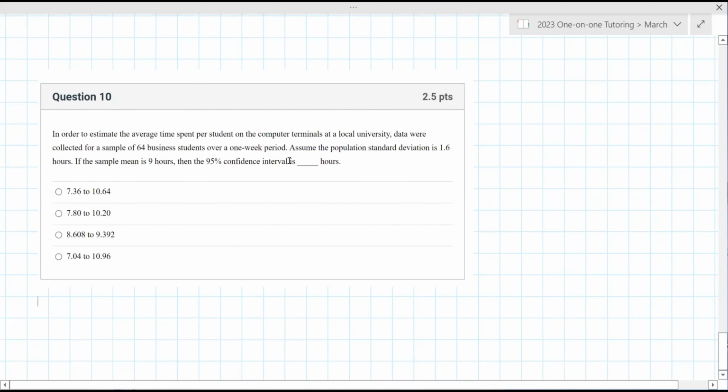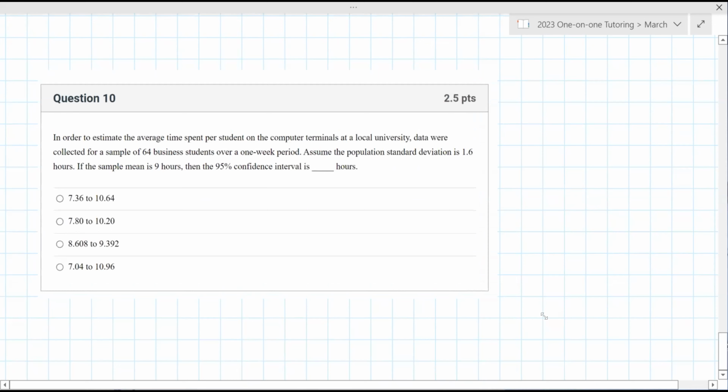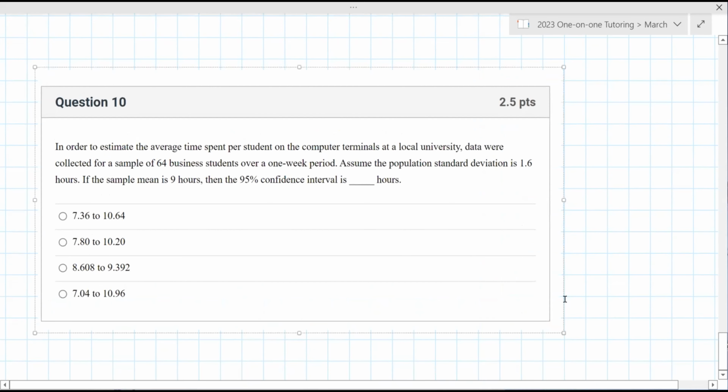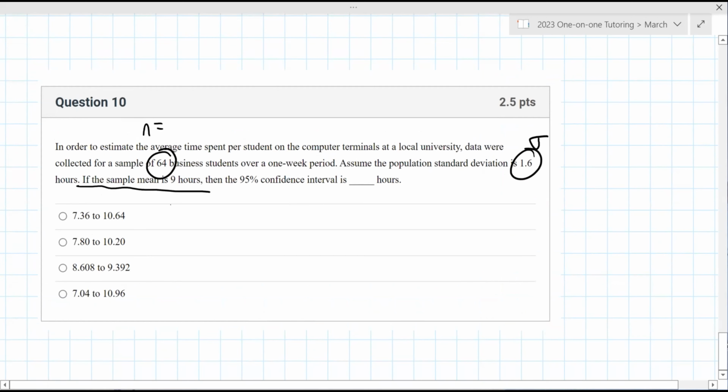All right, in order to estimate the average time per student on the computer terminals at a local university, data were collected for a sample of 64 business students. That's n equals 64 over a 1 week period. Assume the population standard deviation is 1.6, that's sigma. If the sample mean is 9, the confidence interval is blank hours.